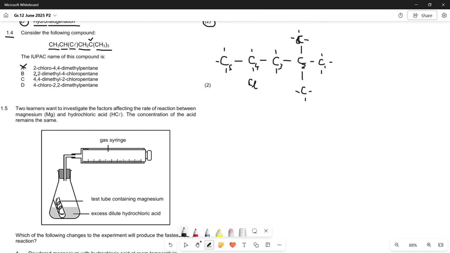So then we have B over here where it says 2,2-dimethyl 4-chloropentane. So 2,2-dimethyl, that is correct. So we have a 2 and a 2. Dimethyl, di meaning 2, methyl meaning 1 attachment, 1 carbon, not an ethyl. 4-chloro, great, pentane.